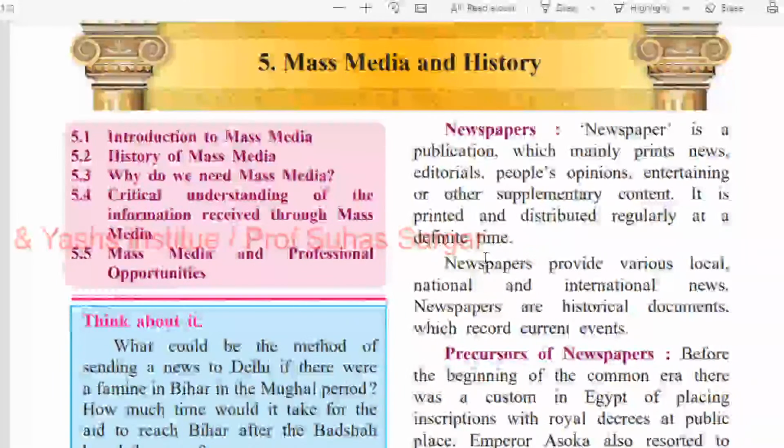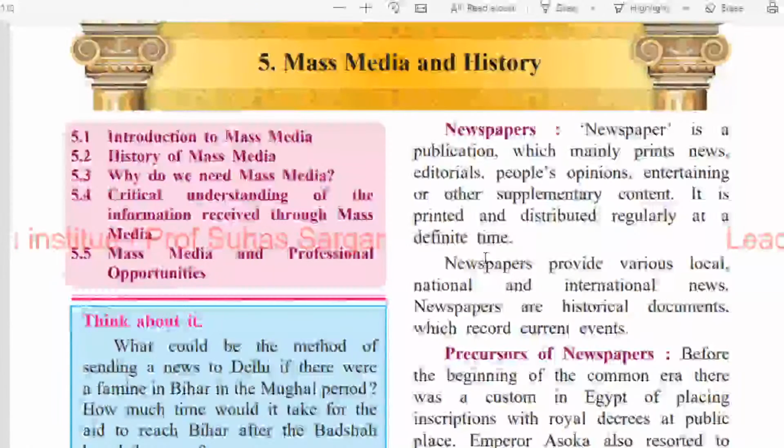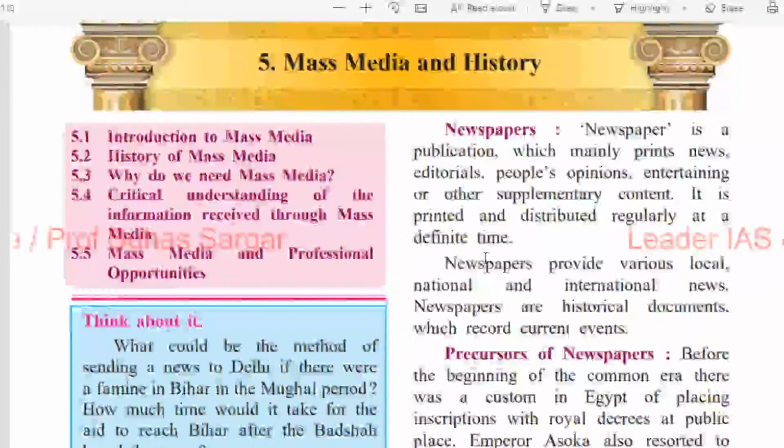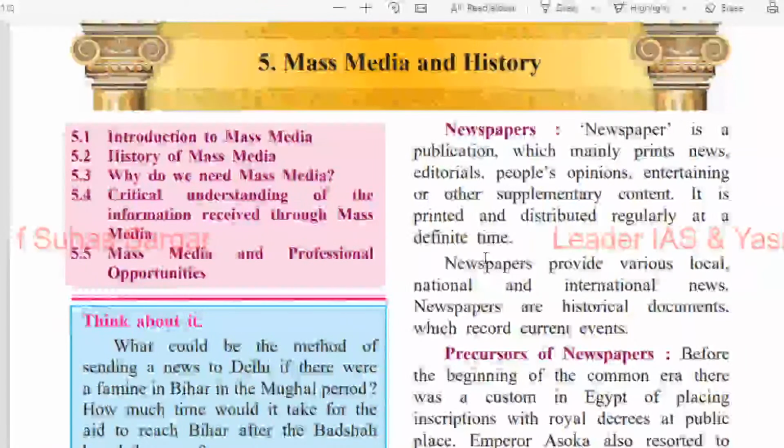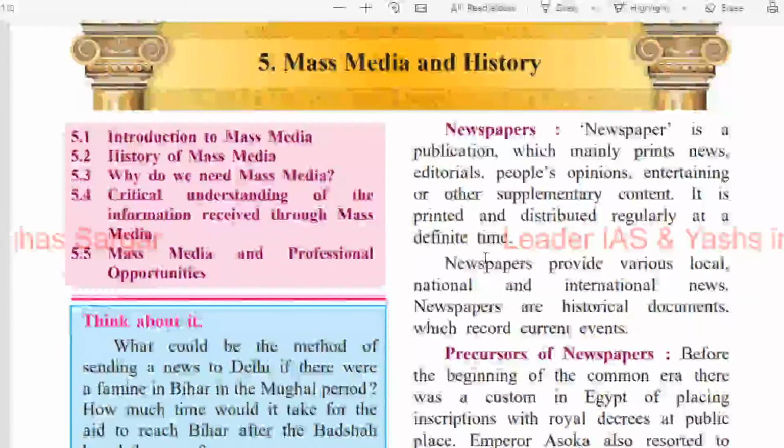Newspapers. A newspaper is a publication which mainly prints the news, editorials, people's opinion, entertaining or other supplementary content. It is printed and distributed regularly at a definite time. Newspapers provide various local, national and international news. Newspapers are historical documents which record the current events.